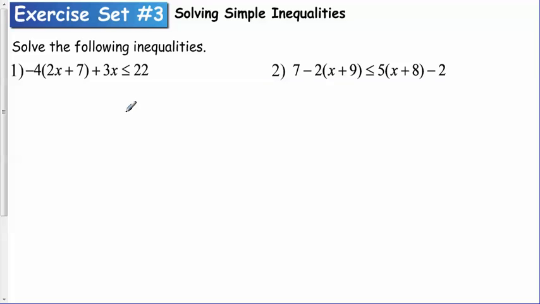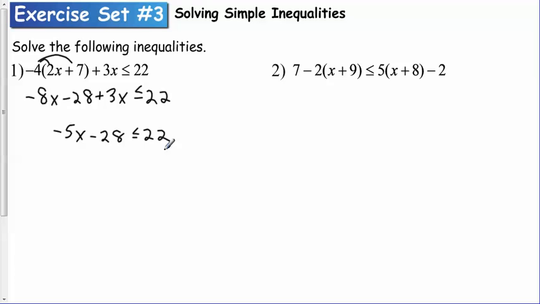Go through the whole approach. Is the left side simplified? Now if I take a look, it's not. I can distribute that negative 4 into the parentheses. So I'm going to get negative 8x minus 28 plus 3x, and then I have less than or equal to 22. The left side is still not simplified because I have two like terms here. I have negative 8x and a positive 3x. If I combine those, I'm going to get negative 5x minus 28 is less than or equal to 22. Now my left side is simplified.